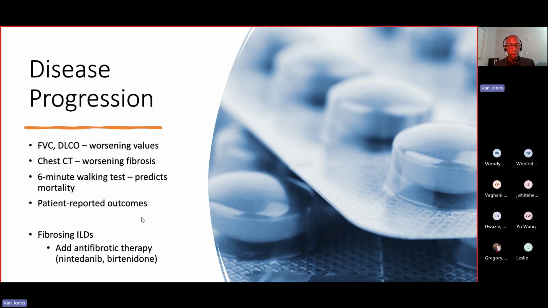Also, patient-reported outcomes are important in determining disease progression. If a patient feels like they're getting worse despite being given all these treatments, then that is a surefire way to tell that something is not really happening like it's supposed to be.